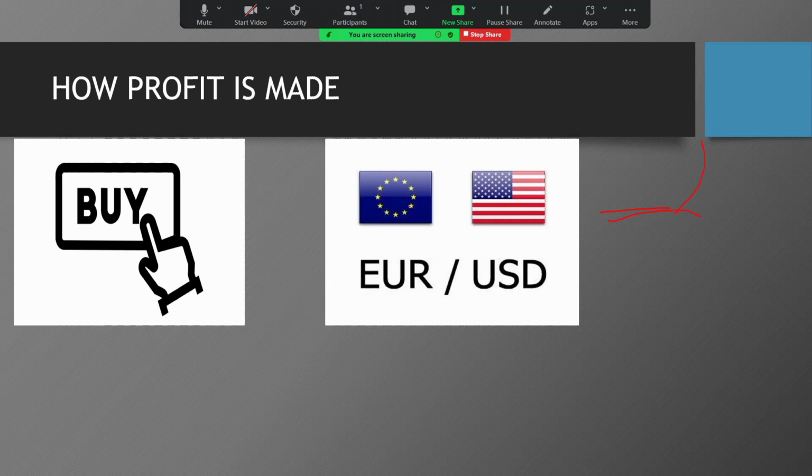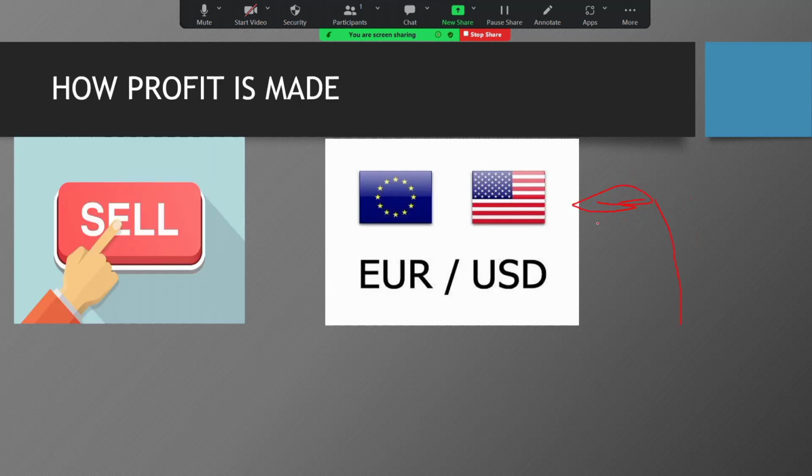So if the market is going down in a buy, this is a buy, right? If the market starts going down, I'm making loss. In a sell, same thing. If the market is going down in a sell, I'm making profit. But if it's going up, let's say the price is increasing, I'm making loss. So this is how trading works. You need to know the right time to sell and to buy so that you can make what? Profit.